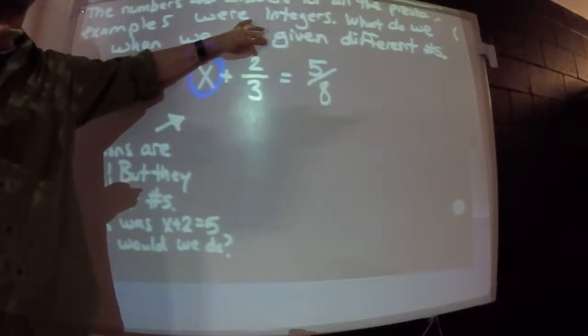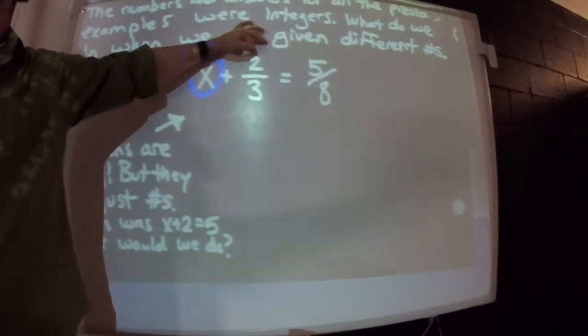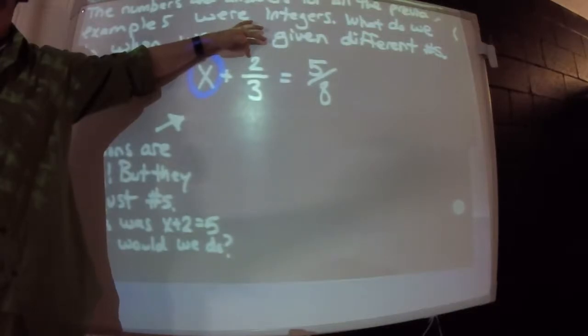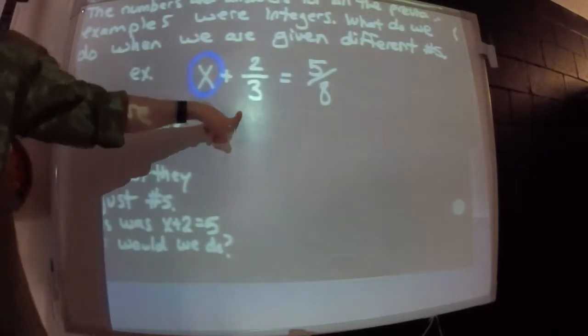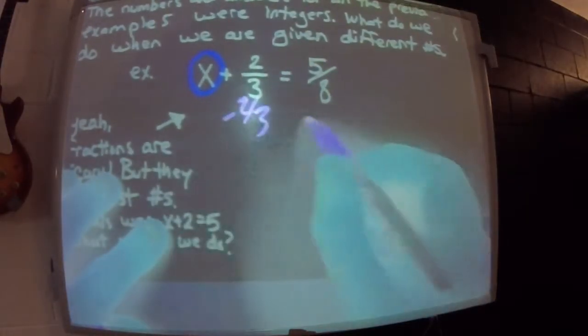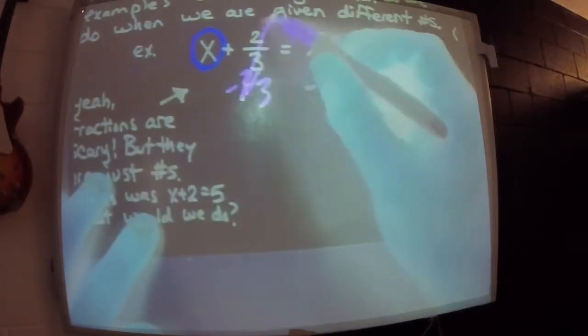So we just use our calculator for this, but we need to set it up, because you need to think about it. If it's a positive 2/3, I got to kill it with negative 2/3 on both sides. So negative 2/3. 2/3 minus 2/3 is dead.